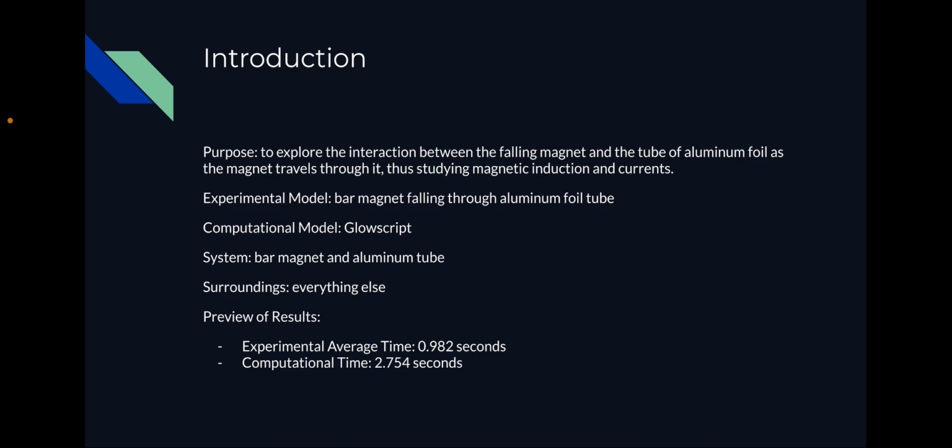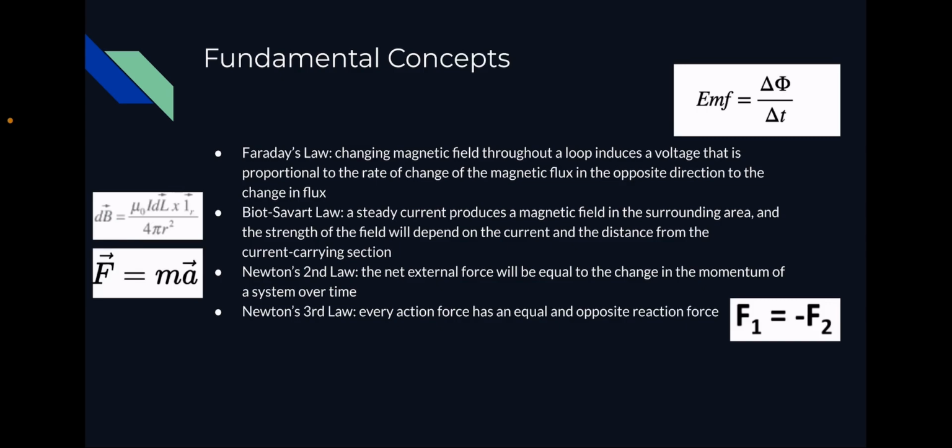As a brief preview of the results, the experimental average time was 0.982 seconds, and the computational time was 2.754 seconds. So, some fundamental concepts for this lab. First is Faraday's law, which involves that a changing magnetic field throughout a loop induces a voltage that is proportional to the rate of change of the magnetic flux in the opposite direction to the change in flux, and that equation is shown in the top right.